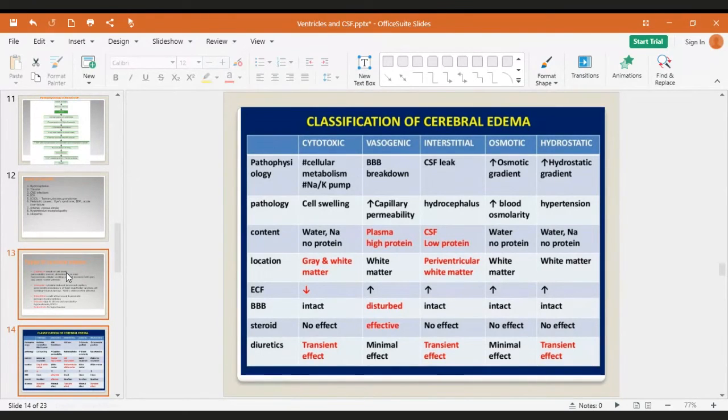Extracellular fluid in cytotoxic edema decreases, while in the others it increases. The blood-brain barrier in cytotoxic edema is intact, while in vasogenic edema it is disturbed, and in the rest of the edema types it is intact. Steroids have no effect in cytotoxic edema, but steroids are effective in vasogenic edema and have no effect on other types of cerebral edema. Diuretics have a transient effect in cytotoxic edema and a minimal effect in vasogenic edema, while in interstitial and hydrostatic edema they have a transient effect.